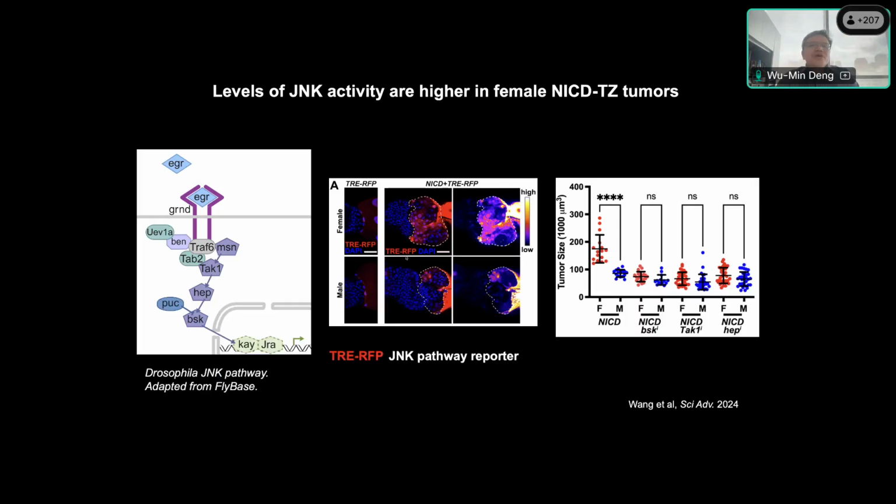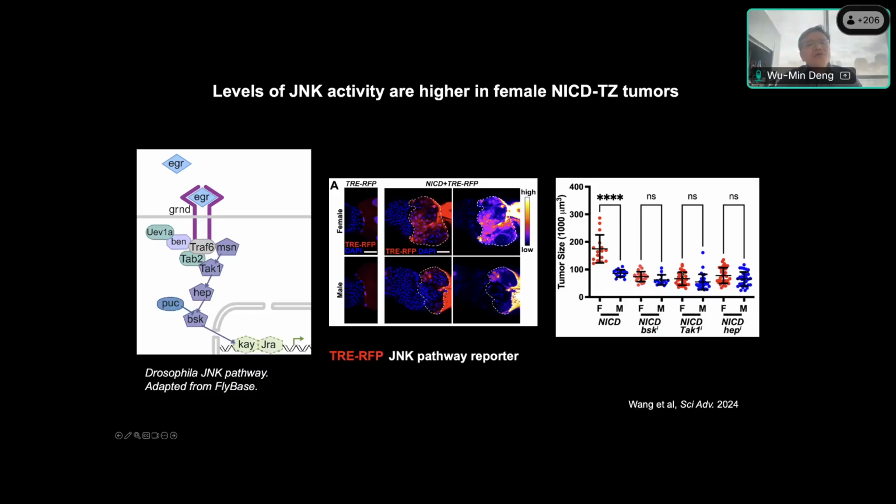It turns out Xianfeng was able to identify that JNK signaling is different between the two sexes. The females have slightly higher levels of JNK activation based on the reporter analysis. We can block this pathway using RNAi lines against the canonical pathway components, and then you can see the tumor size sex difference is eliminated.